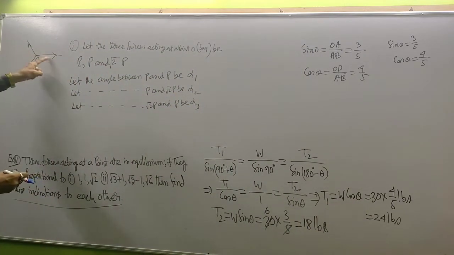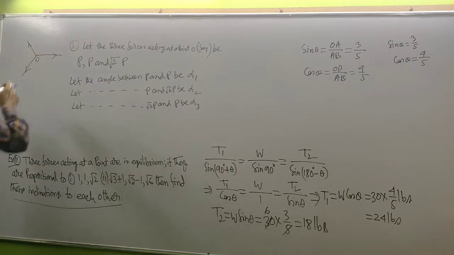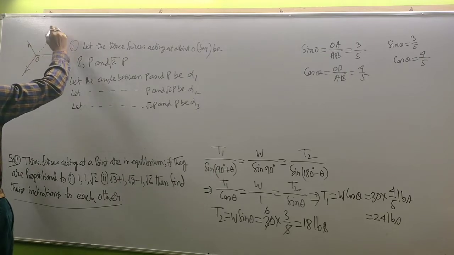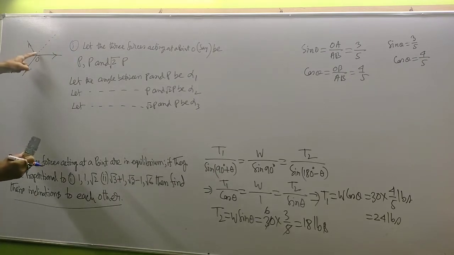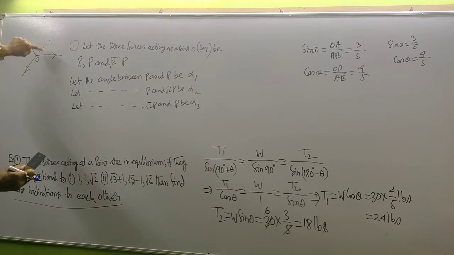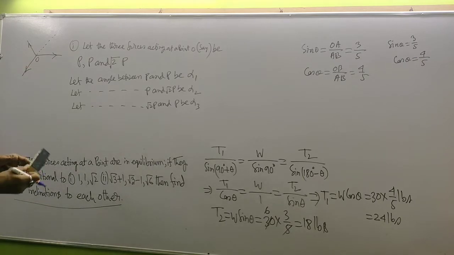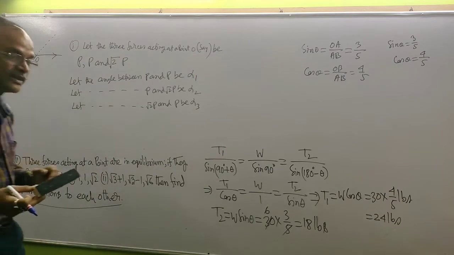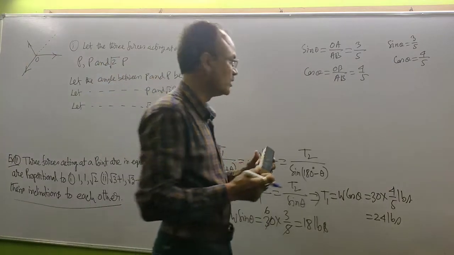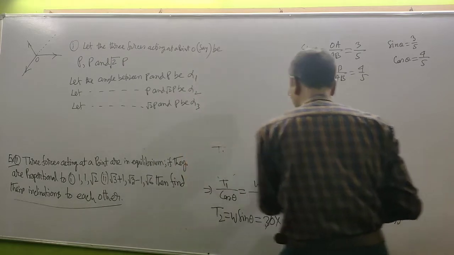These two forces are acting at this point. Their resultant will be acting along this direction, so that this is a straight line. The resultant of this and this should be in a straight line with the third force, but acting in the opposite direction, and the magnitude should be the same. Then the two forces will be in equilibrium. Then the three forces will be in equilibrium.